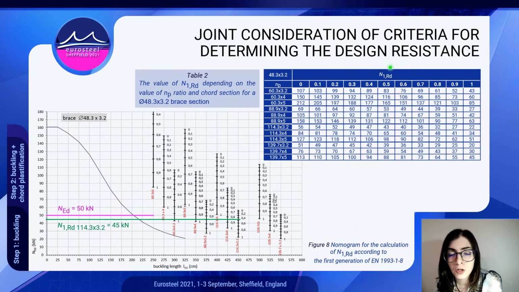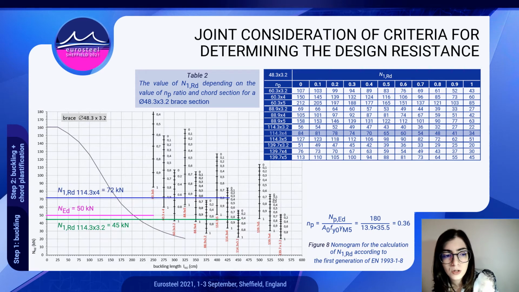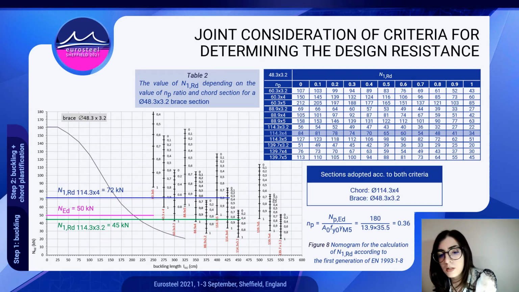This table shows the design resistance of our joint for a combination of the brace we adopted in our first step and some different chord sections, and for different levels of stress in the chord. These combinations are in accordance with the geometry limitations Eurocode gives, and if we use this data, we can construct a nomogram from which we can directly check if our brace satisfies both of the criteria. So, for example, if we choose this chord, we can get the design resistance of our joint to be 72 kN, which means that this combination of sections satisfies both of the criteria.